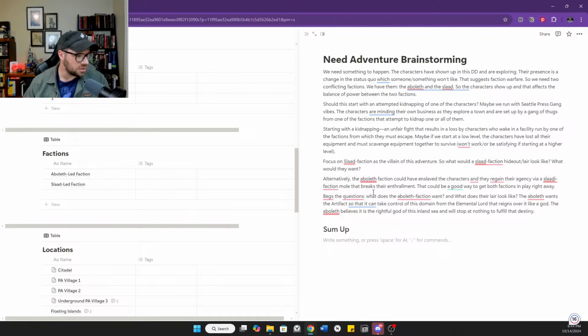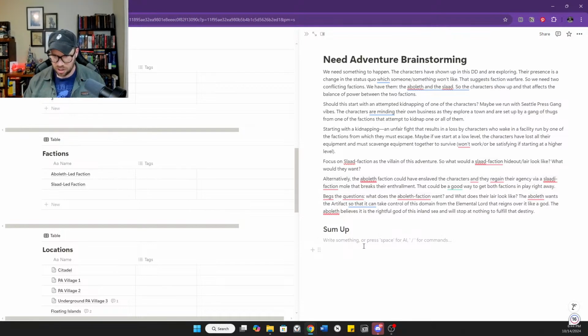So, Jonathan, the Slaad wants to have this domain spill into the material plane to create chaos. Another good creature-centric motivation. I like that. I like that a lot. Let me capture this, and then I'm going to capture that because I don't want to lose that either. That is really good.